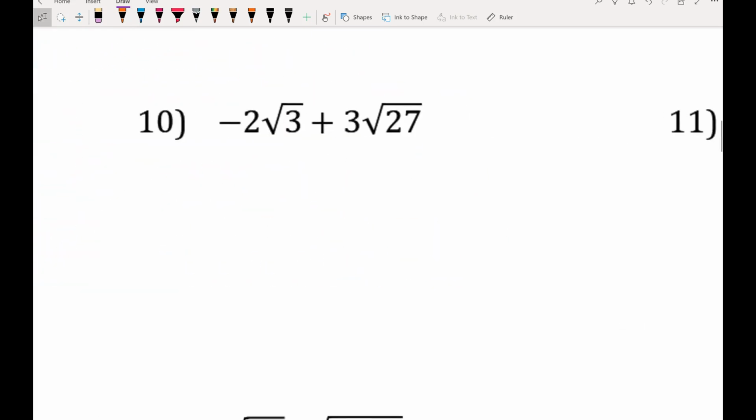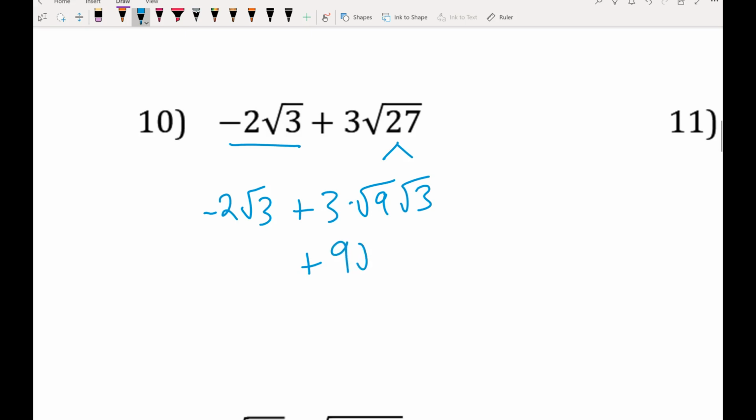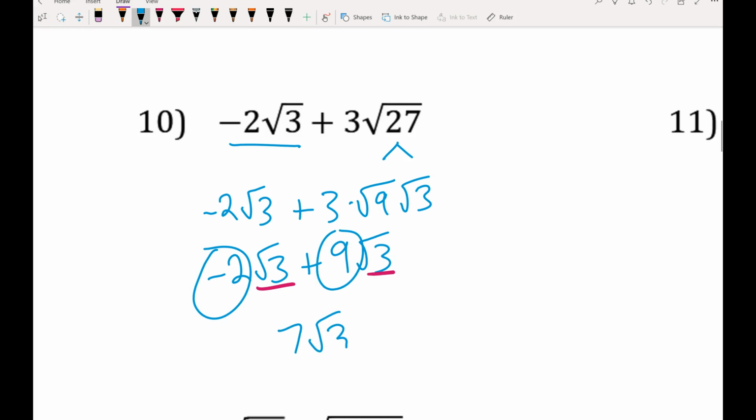So for number 10, I look at my first term. There's nothing I could simplify there. But I could break up radical 27 into radical 9 times radical 3. So I'm just going to rewrite everything else I have. And I know that radical 9 is positive 3. So 3 times 3 is 9 radical 3. And I've got this negative 2 radical 3. Again, they're the same number under the radical, so I can just combine the coefficients, or the numbers out in front, to make 7 radical 3.